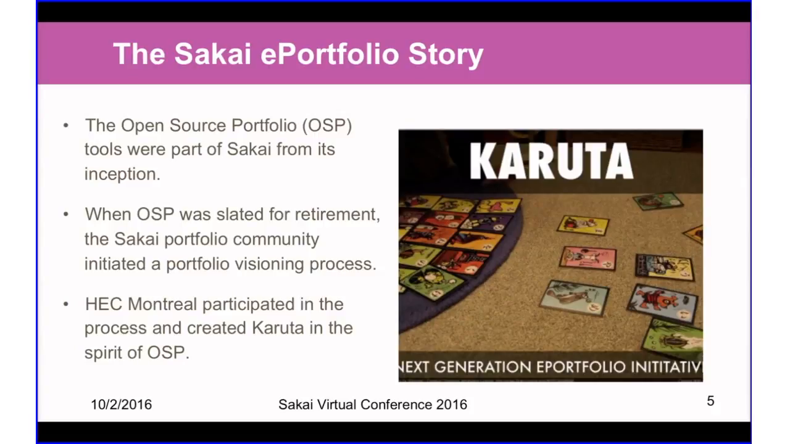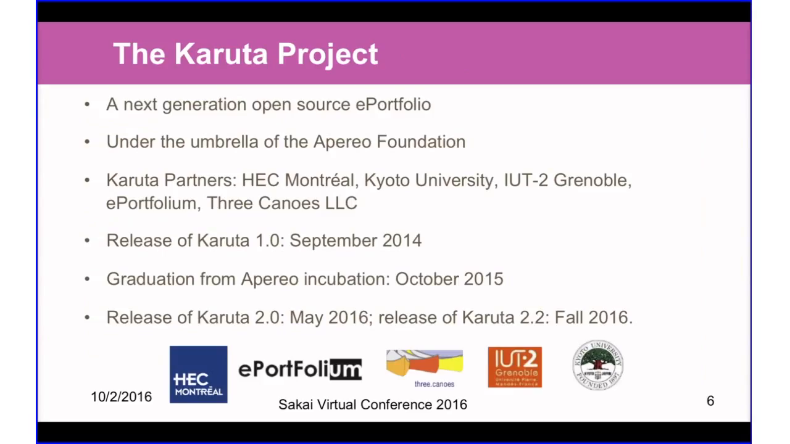But OSP was retired, and at the time that we heard of the retirement, we began a portfolio visioning process in the Sakai community. The institution HEC Montréal, which is a business school in Montreal, participated in that process, and out of that visioning, they created Karuta in the spirit of OSP. So Karuta is a next-generation open-source ePortfolio under the umbrella of the Apereo Foundation. In fact, we graduated from Apereo Incubation in October 2015.